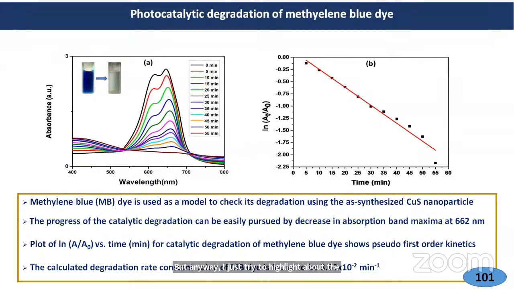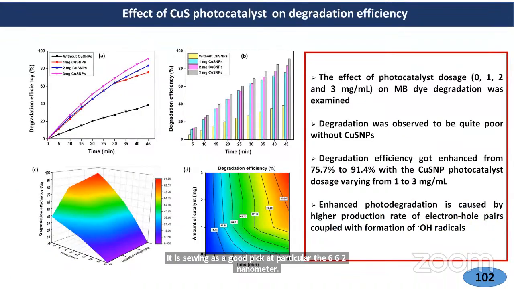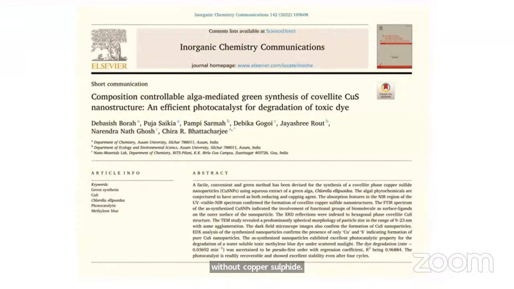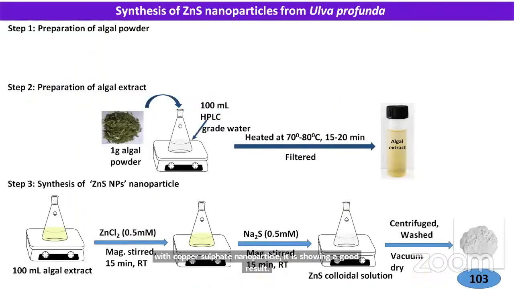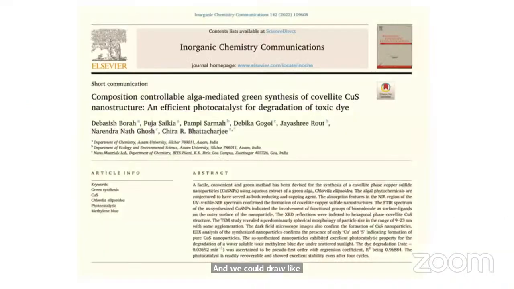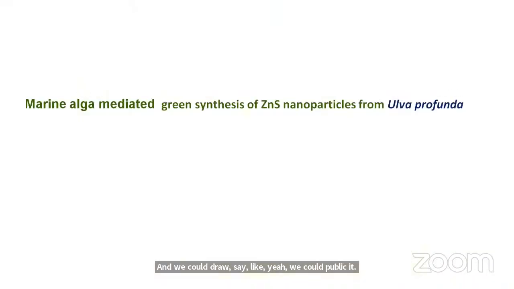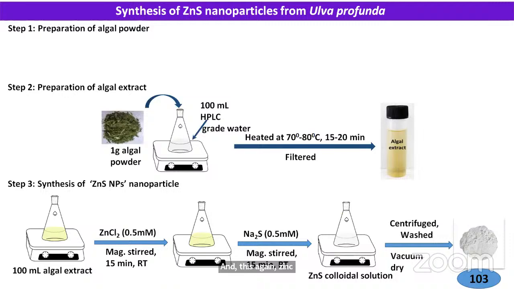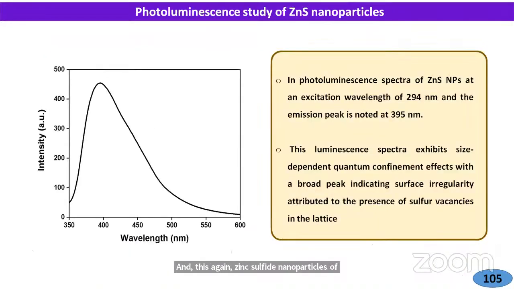Yes, it is showing a good peak at 662 nanometers, and the copper sulfide photocatalysis shows degradation efficiency. The degradation observed was a little poor without copper sulfide nanoparticles. With copper sulfide nanoparticles, it is showing a good result, and we could publish it in Inorganic Chemistry Communications. And again, zinc sulfide nanoparticles of Ulva profunda, we could synthesize and analyze.